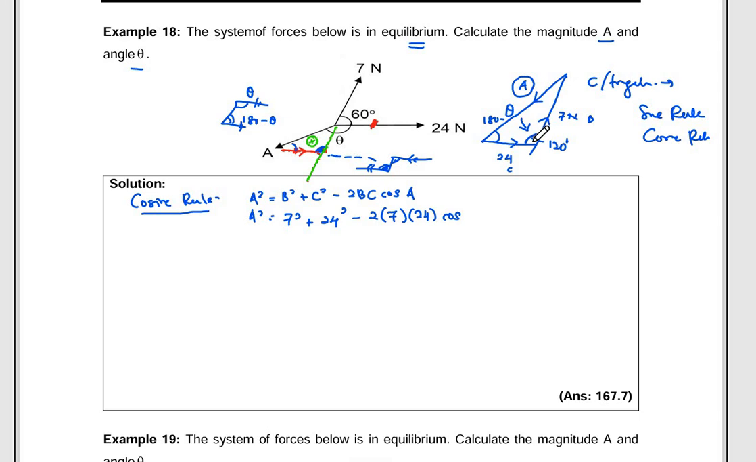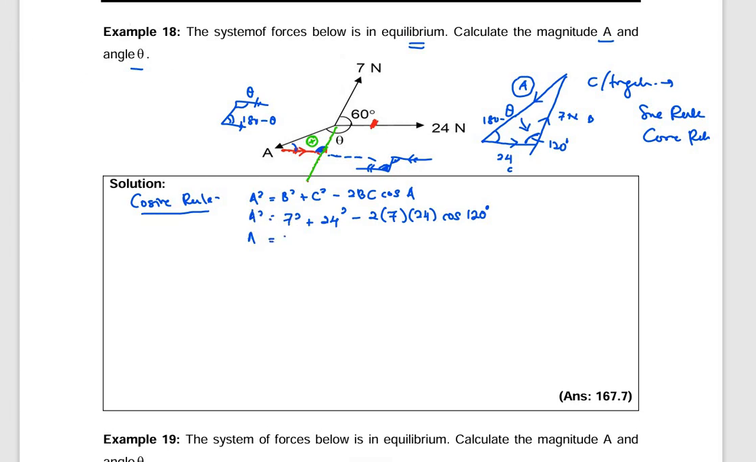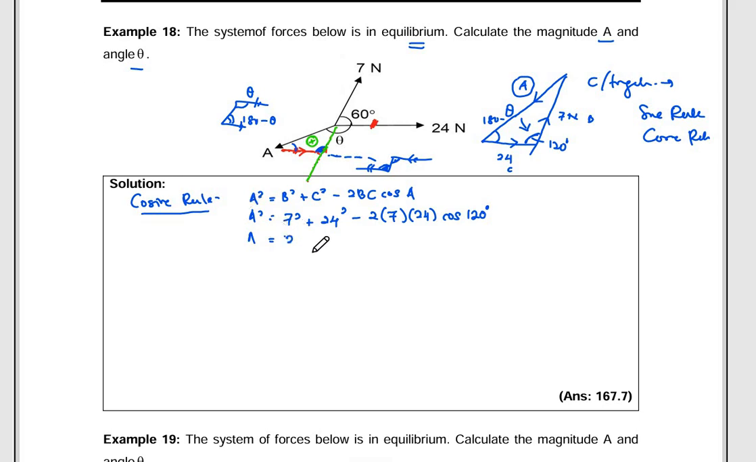A ni sudut dia lengkap 120. Okay, 120. Okay, so you boleh cari A. So, A squared tu akan dapat nilai ni. So, A akan dapat nilai A, kan A squared. A akan dapat 28.16 Newton. Okay, kita dah dapat magnitude of A. So, now kita nak cari angle theta. So, nak cari theta, kita akan pakai sine rule.